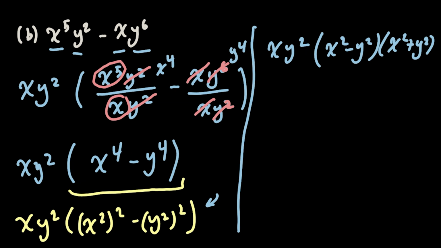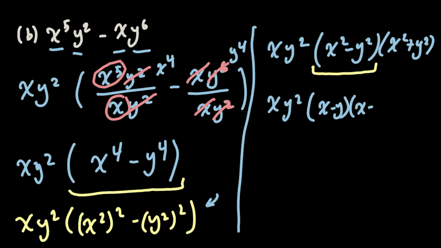So as you can notice here, this expression we can factor it more. Here we will have xy to the power 2, x minus y, x plus y, and here we will have x to the power 2 plus y to the power 2.